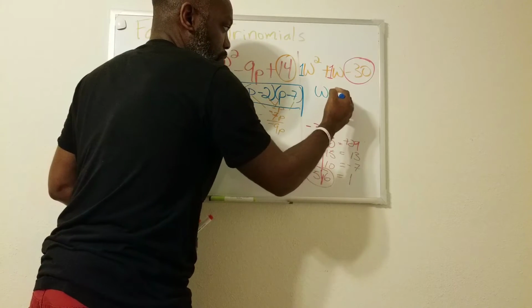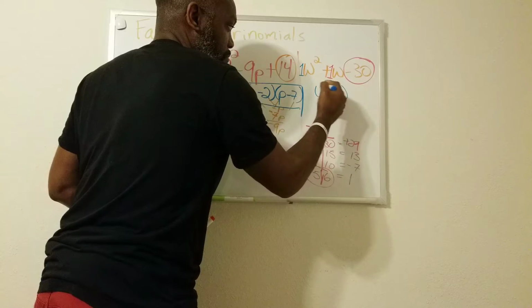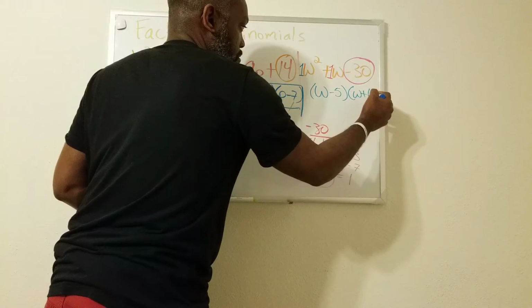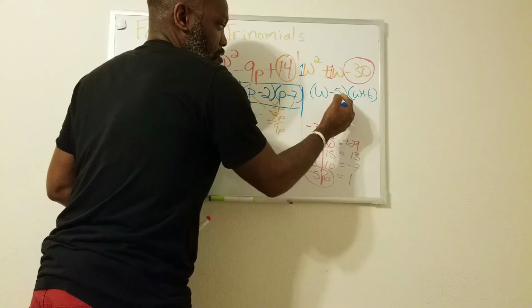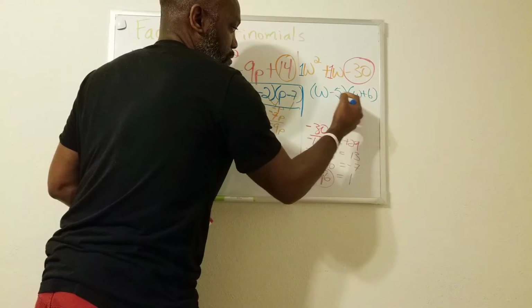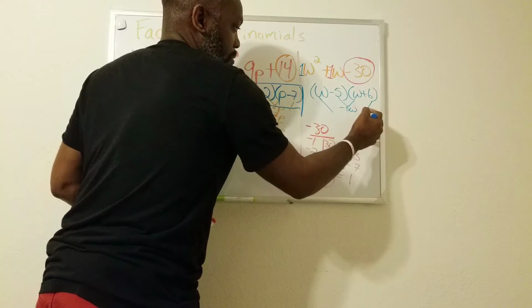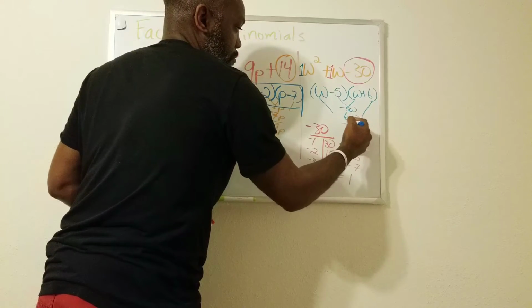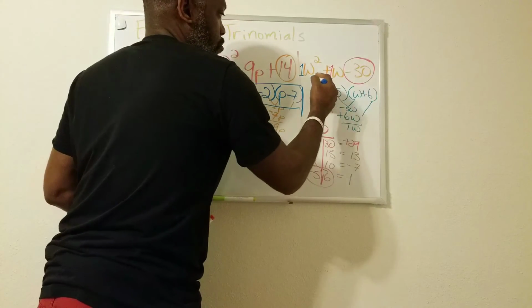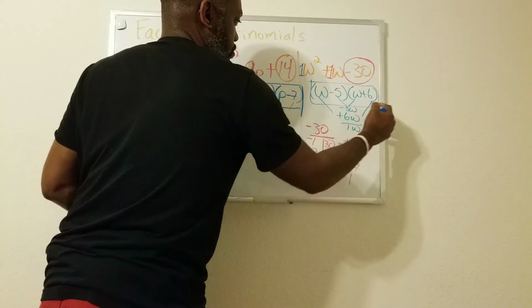So it's W minus 5, W plus 6. And we can check it. Negative 5 times W is negative 5W. And W times 6 is 6W. Add that together, gives you 1W. And so therefore this is your answer.